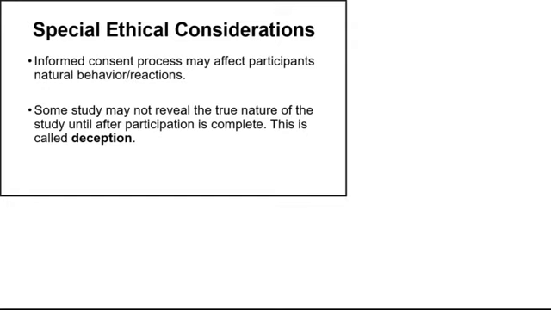But that's directly in contrast to informed consent, so how do we proceed? And the way that this works is that some studies may not reveal the true nature of a study until after the participants have participated. This would be called deception. And deception of any kind needs to be part of your ethical approval. The benefits of this study need to outweigh the potential risks of not telling them absolutely everything up front.